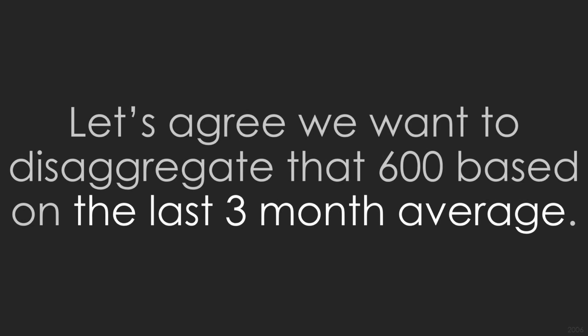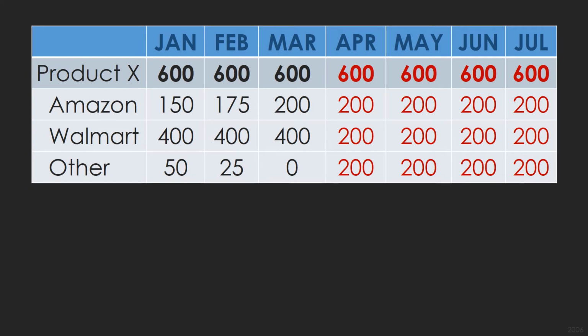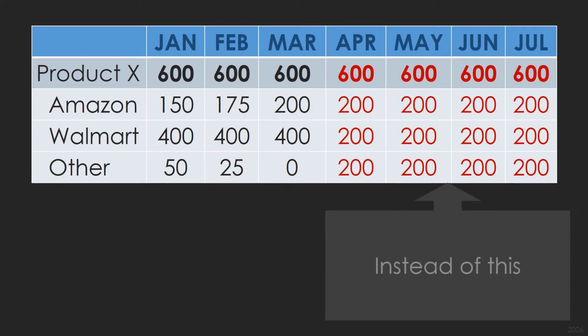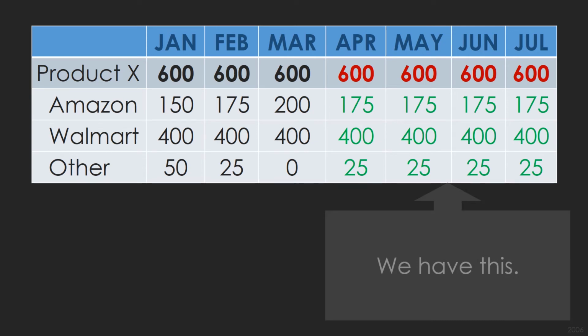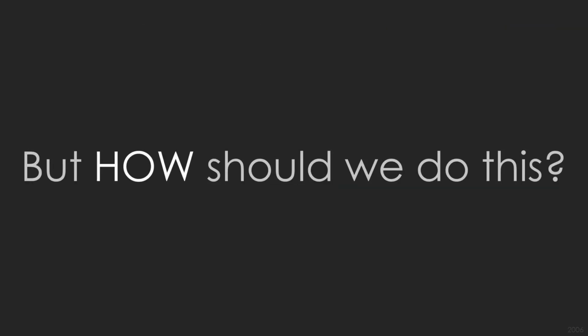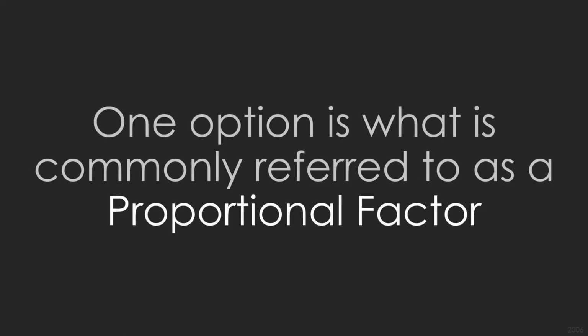Specifically, let's agree we want to disaggregate that 600 based on the last 3-month average. Instead of this, we have this. But how should we do this? One option is what is commonly referred to as a proportional factor. Might have heard about this one already.